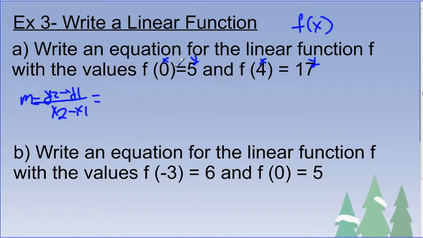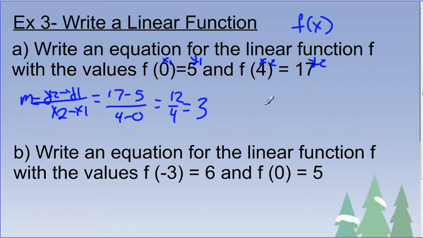Well, it really doesn't matter. I'll call this point 1, 1, 2, 2. So we're going to take 17 minus 5 over 4 minus 0, y2 minus y1 over x2 minus x1. That gives us 12 over 4, which simplifies to 3. Okay, so we found the slope is 3.